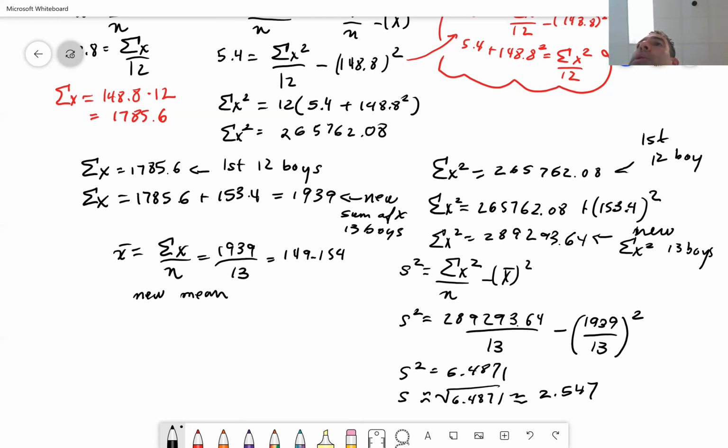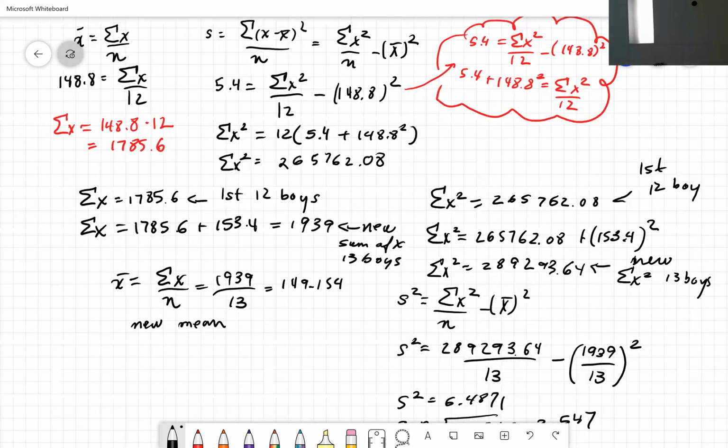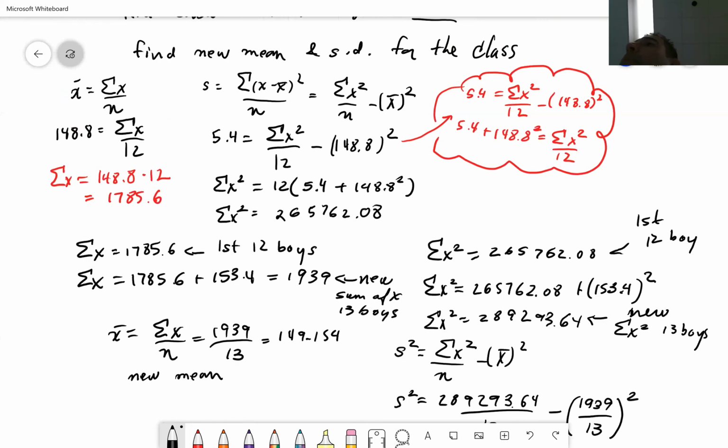Oh, I have an original height, 5.4. So we have to go up. We have to start now up top. You got 5.34. Okay, so let me just see where my mistake is here. So is my mistake at the beginning or towards the end? I'm going to go through it as quickly as I can so we don't waste too much class time. I take 5.4, I add 148.8 but squared, right? And then I multiply that by 12 and I get 265,762.08.